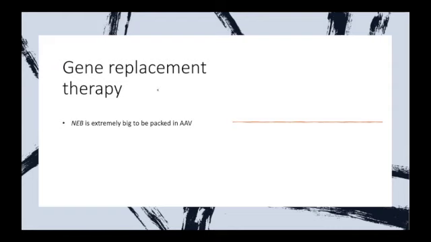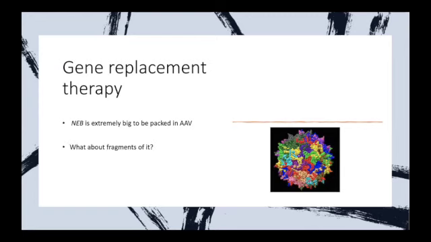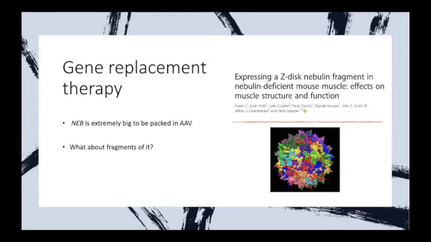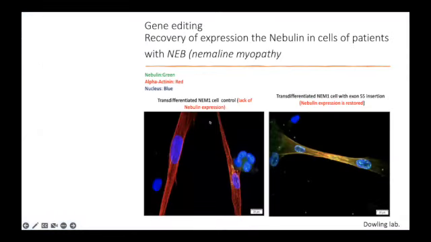So in genes like NEB, which is huge, it's impossible to put the whole gene inside that virus. So there are other strategies, and Dr. Granzier will probably talk about it. What about if we use fragments of it? And this is an elegant work from Dr. Granzier, probably you will hear more about it, which is actually packaging small fragments of it.